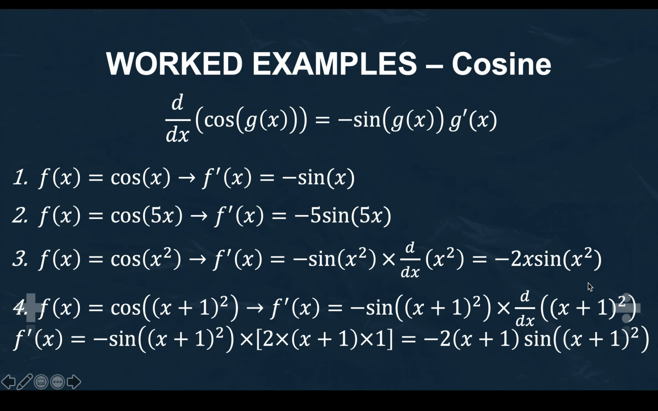And just as we did before, right, we grab this power, we throw it out front and decrease it by 1, and times the corresponding thing by the derivative of the inside, which is just 1. So we're left with minus sine x plus 1 squared times 2 times x plus 1 times 1, which is just minus 2 times x plus 1 in brackets times sine x plus 1 squared.